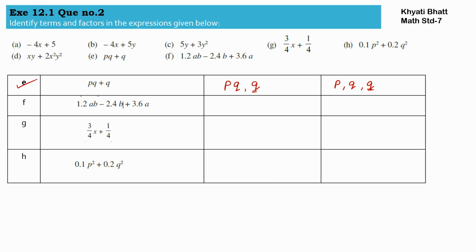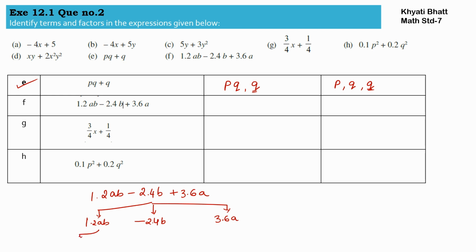Then comes F: 1.2 AB minus 2.4 B plus 3.6 A. So here first of all there are three terms: 1.2 AB, then minus 2.4 B, and then 3.6 A. So further factorization will be 1.2, then A, then B. Here there will be two factors, minus 2.4 and B, and here again two factors will be there, 3.6 and A.